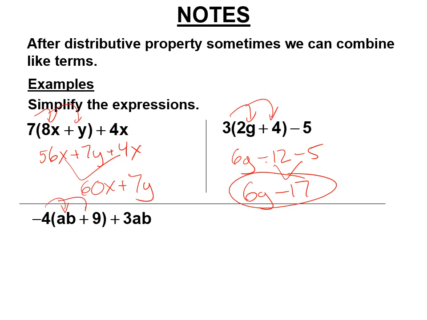Here you have negative 4 times ab, negative 4ab, negative 4 times 9, negative 36, which becomes minus 36, plus 3ab. Well, you have a negative 4ab and a 3ab. Negative 4ab plus 3ab is negative 1ab, but we're not going to write the negative 1. You just write negative ab minus 36.